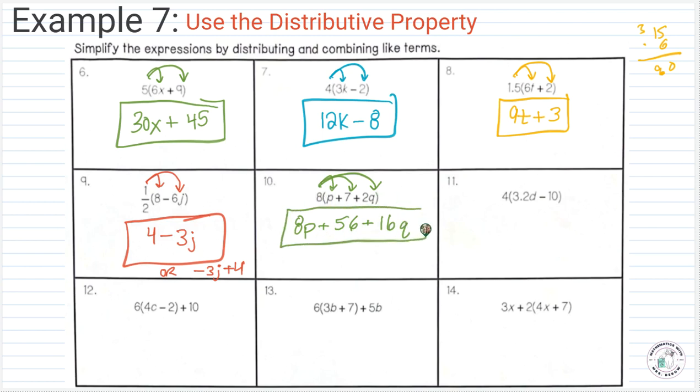If we needed to rewrite it in standard form, essentially we would just put those variables alphabetically, and then the 56 would be on the end. All right, moving on to the next one.